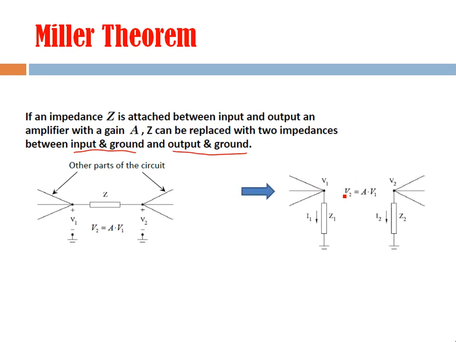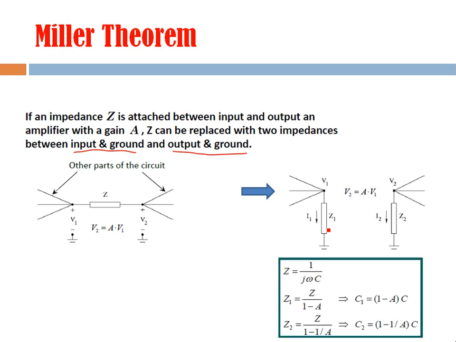So this Z, which was originally between these two nodes, is replaced by these two components. One is Z1 between input node and ground, second one between output node and ground. Now we must understand how much is the dependence of this Z2 on Z, or you can say how much fraction of this Z will go to Z2 and how much will go to Z1, right? For that we have to understand some equations.